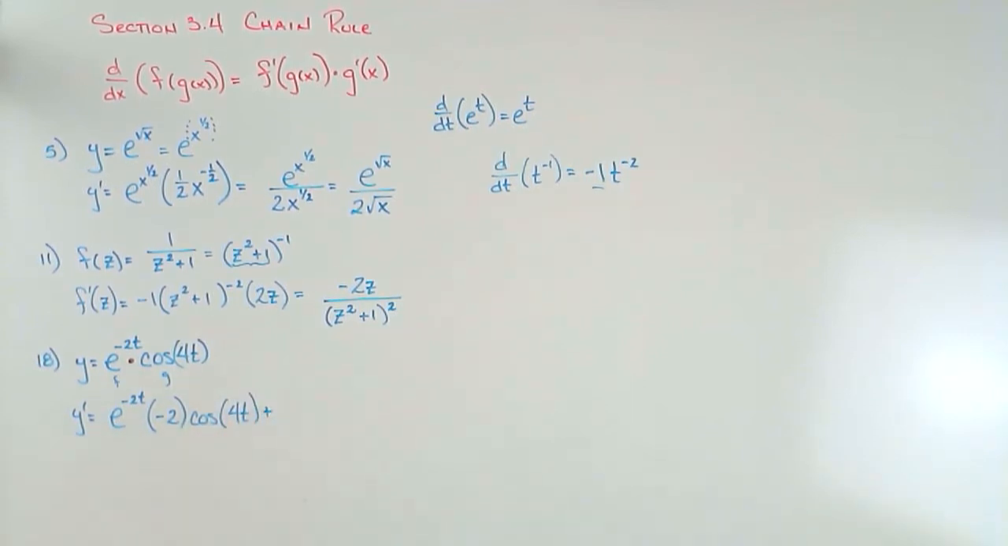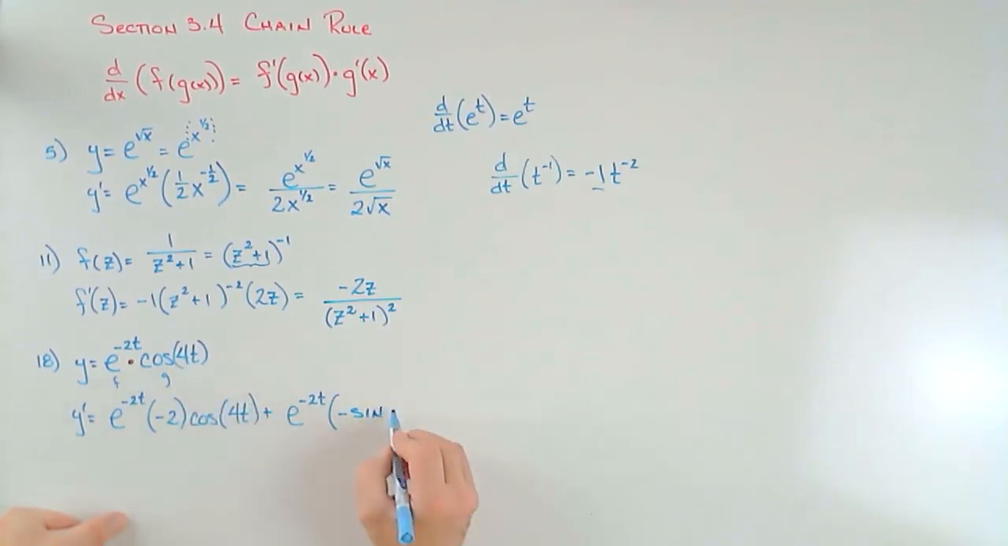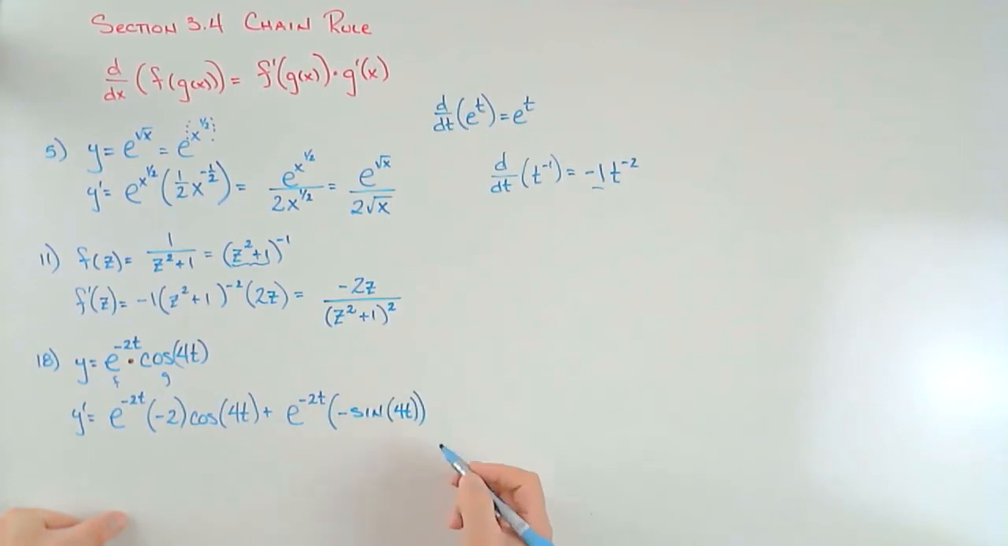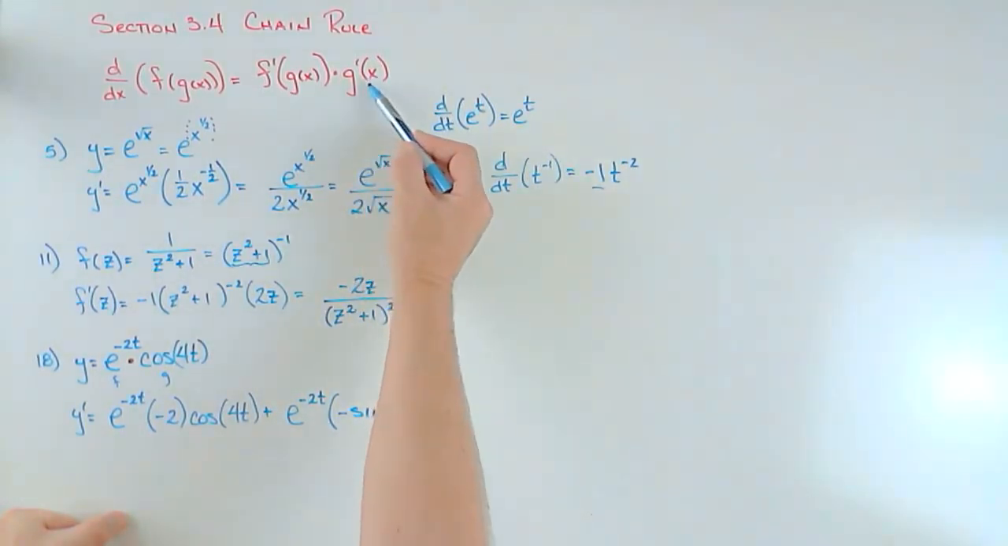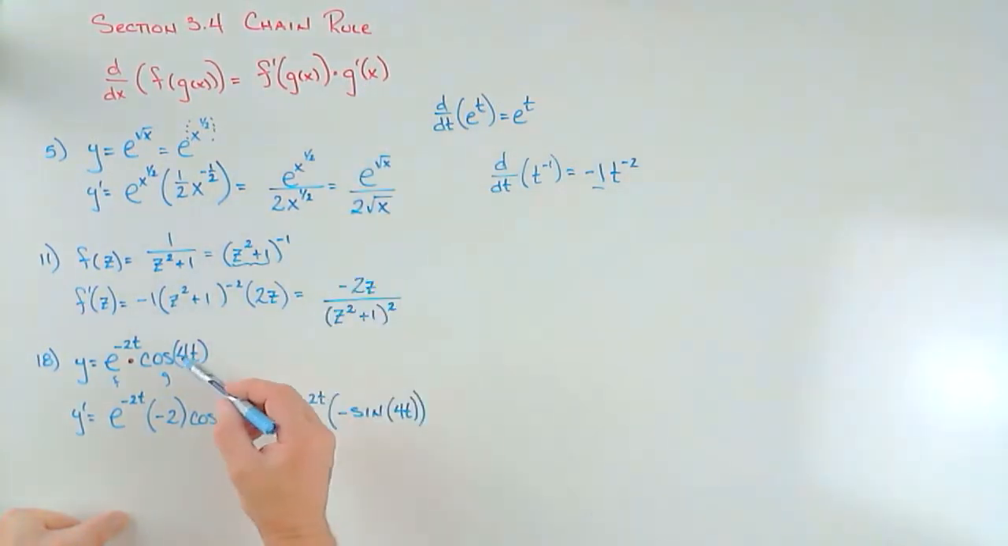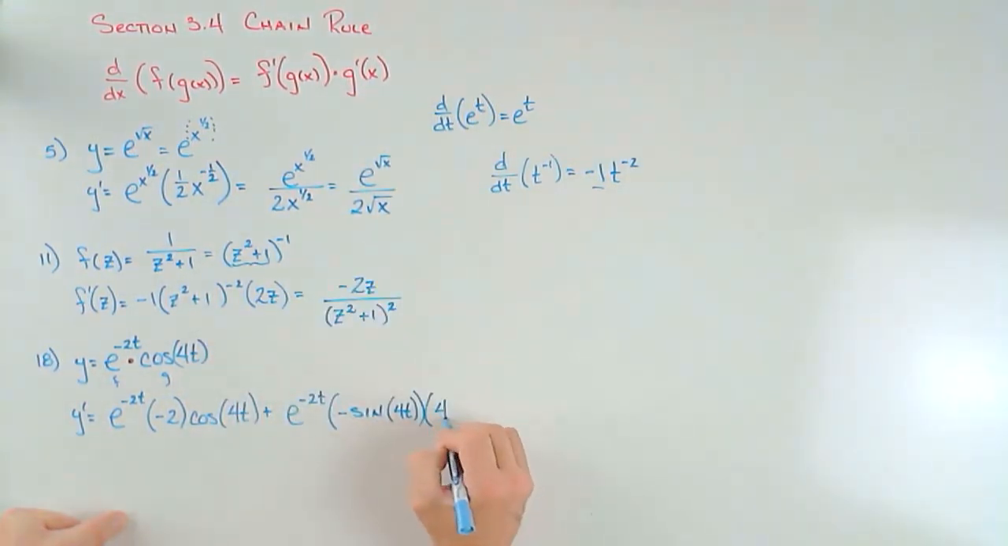Plus, because we have to do the other half of the product rule, f prime g plus f g prime, so we copy f down, e to the minus 2t. And now we multiply by the derivative of g. Now the outside function is cosine. So we multiply by the derivative of cosine. So that's going to be negative sine. And we leave the inside function alone, times the derivative of the inside function. The derivative of 4t is 4.